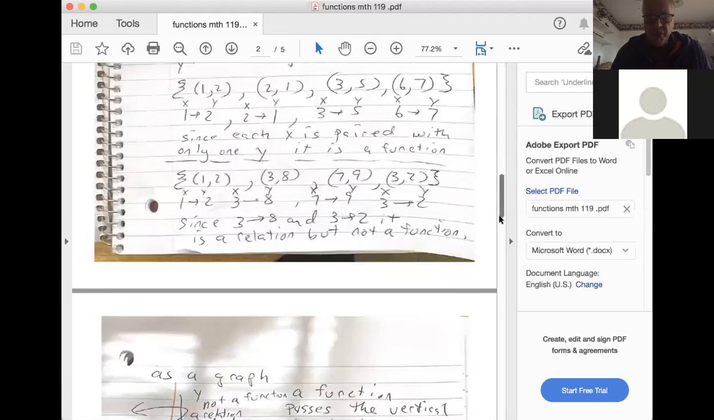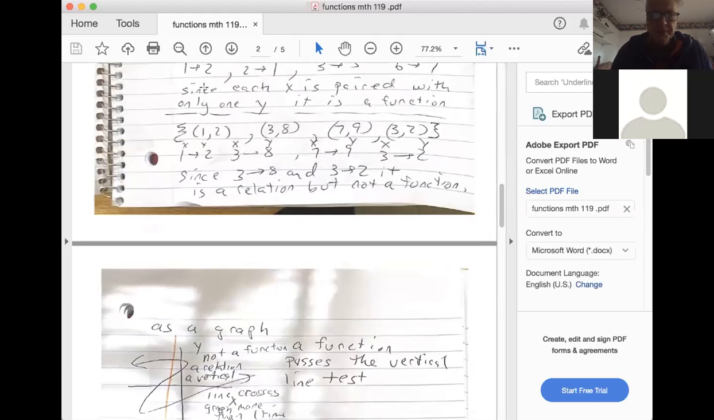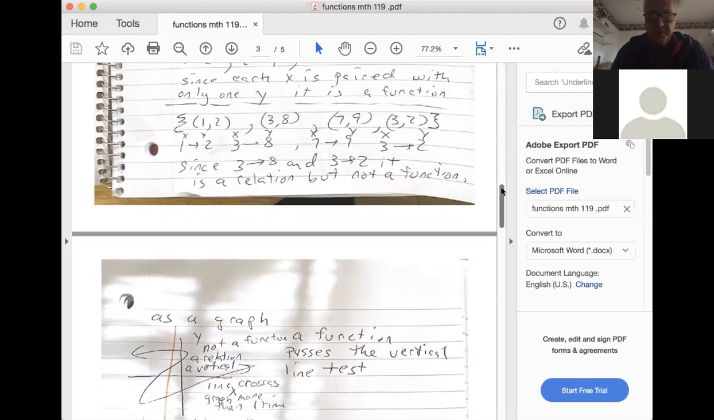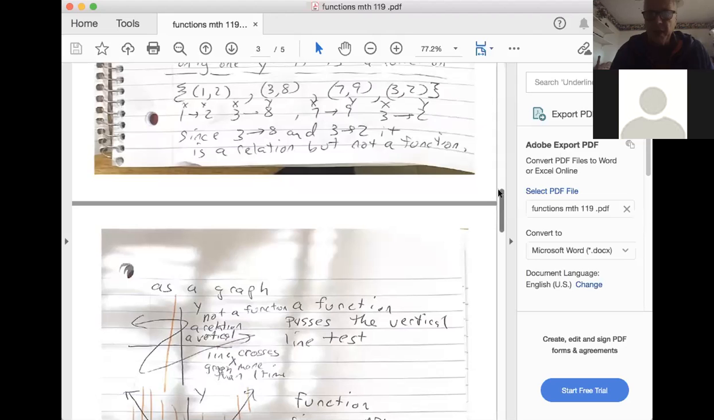So that's a function. Conversely, in this one, 1 gets paired off with 2, 3 with 8, 7 with 9, and then 3 again, but this time it gets paired off with 2. Since it pairs off with 8 and 2, it's not a function. It's a relation, but not a function. Any questions about that?